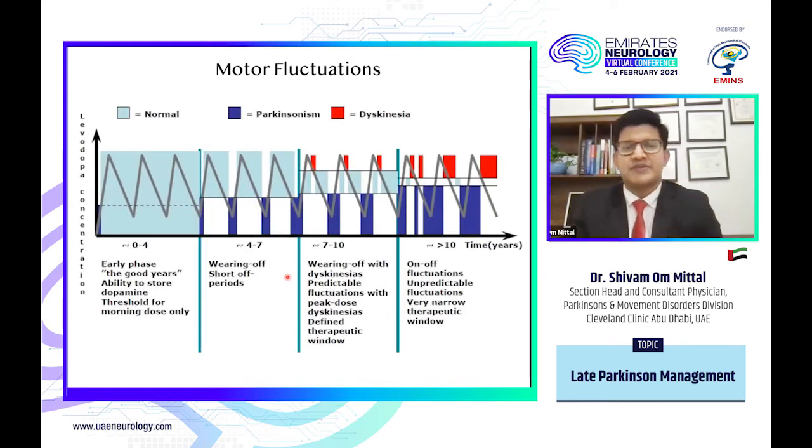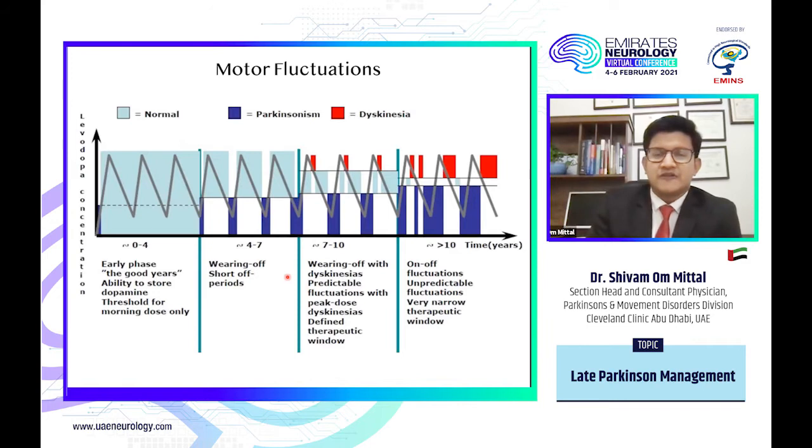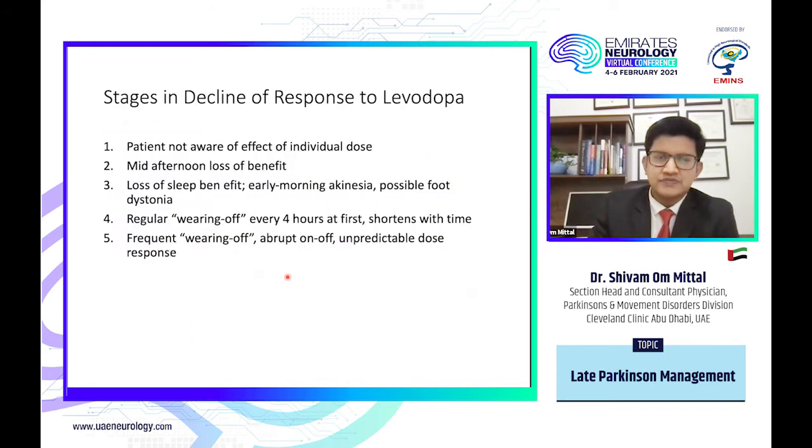This is a diagram representing the journey of a Parkinson's patient. Starting in the initial 4 years, we see the good years or the honeymoon phase I was talking about. Then after 4 to 5 years, patients develop motor fluctuations, and then you develop unpredictable off fluctuations or dose failures, and things become complicated as patients approach advanced Parkinson's disease or late Parkinson's disease.